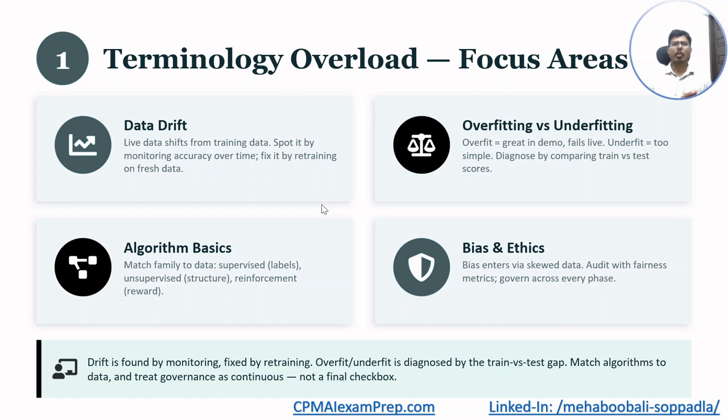Next, let's talk about overfitting versus underfitting. An overfit model has memorized the training data, including its noise. It dazzles in the pilot but collapses on real data. And now the underfit model. An underfit model is too simple. It never learned the pattern, so it performs poorly everywhere. How do you tell which one you have?